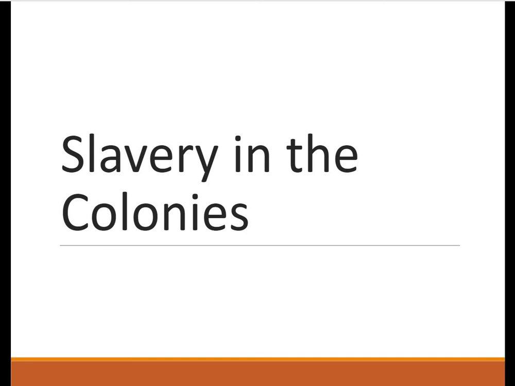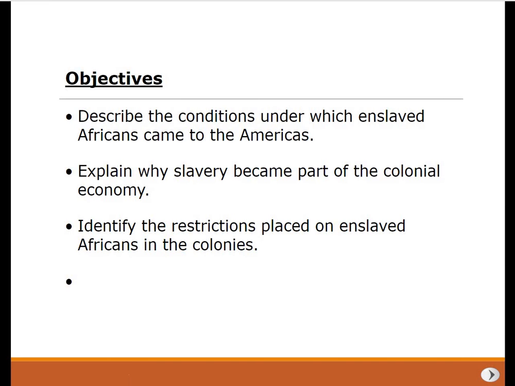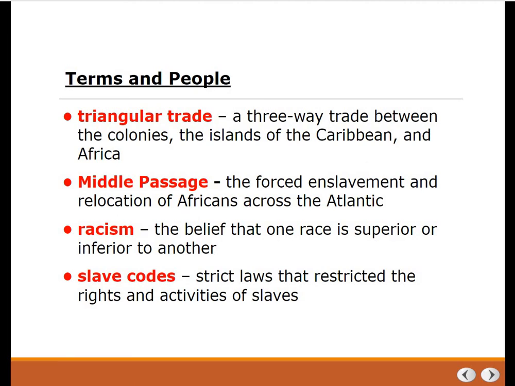So, slavery in the colonies. Our objectives for today are that you'll be able to describe the conditions under which enslaved Africans came to the Americas, explain why slavery became a part of the colonial economy, and then identify the restrictions placed on enslaved Africans in the colonies. So these three things we're hoping to understand, and our classwork for today is looking at Objective 1. What were the conditions under which enslaved Africans came to the Americas?